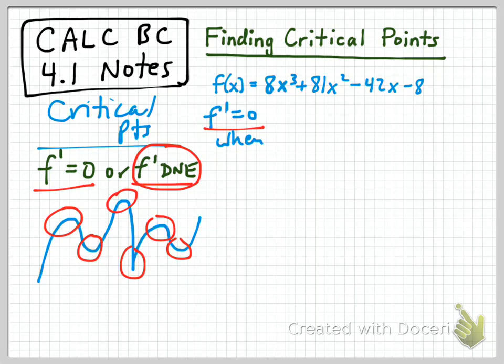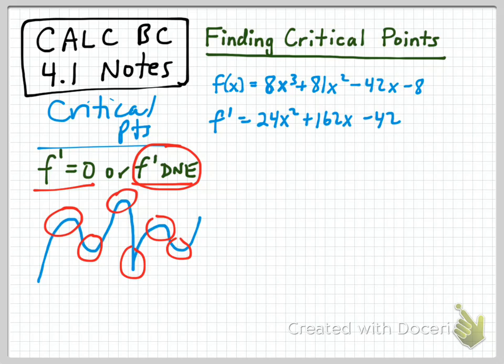well, first of all, we have to find f prime. So let's just kind of erase that right now. F prime equals, just using the power rule here, we see the derivative of 8x cubed is 24x squared, and then plus 162x minus 42, and that's our f prime.